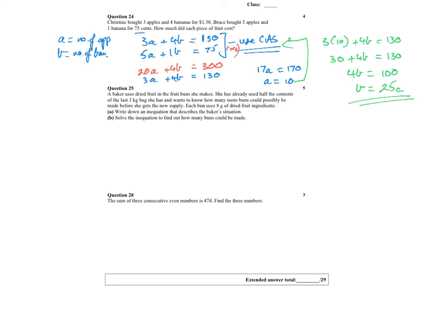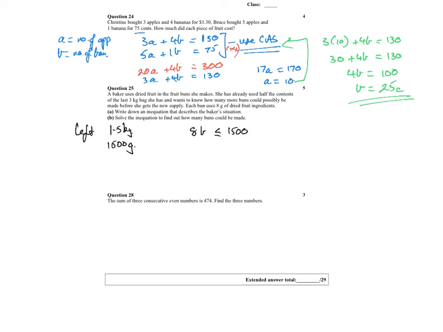So it means we've got, what have we got? We've got 3 kilograms. So first of all, what's left? So left we have 1.5 kilograms, which is equal to 1,500 grams. So if each bun, 8 grams for every bun, has to be less than or equal to 1,500. Does that make sense?